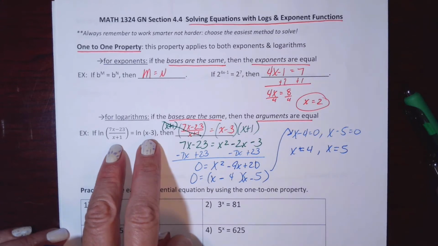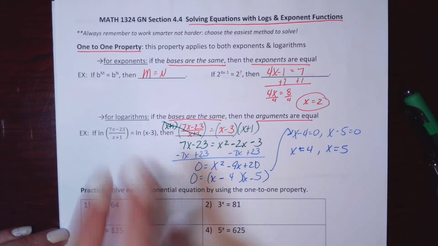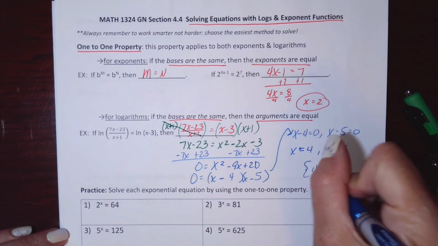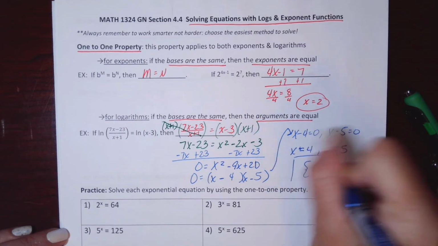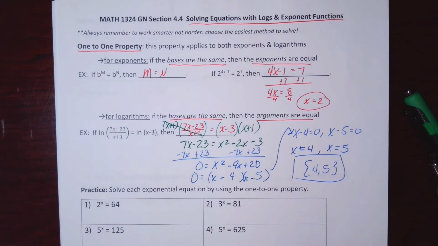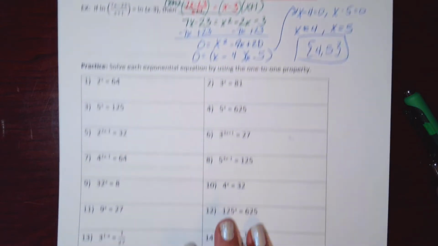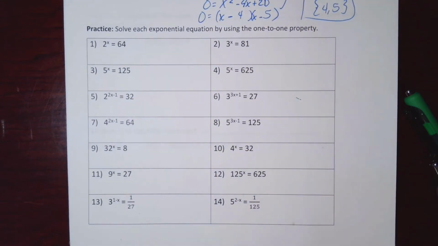So I need to go back and plug each of those values into my argument just to ensure that my arguments are going to remain positive, and they do both work here. Okay. We're going to do a little practice with this one-to-one property. We're not going to do all of these together. We're just going to do that first column. And then the second column, I encourage you to use as practice on your own.